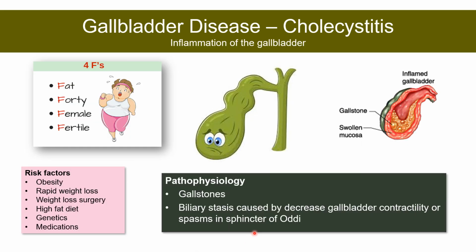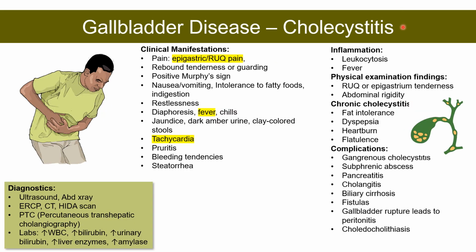So risk factors include obesity, rapid weight loss surgery, a high-fat diet, genetics, and medications. Here we have the 4 F's: being female, 40, obese, and fertile. Here's an unhappy gallbladder. Here's an uninflamed gallbladder. So this is cholecystitis. So now our gallbladder is inflamed.